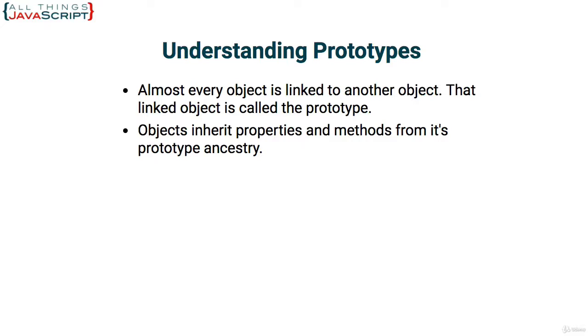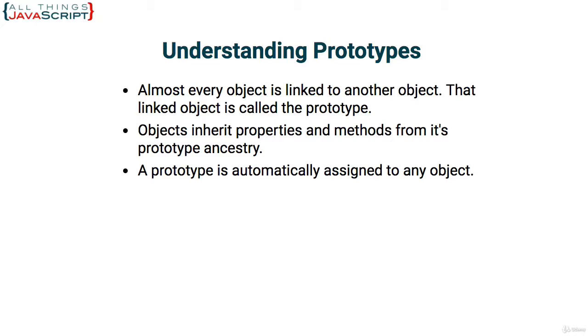And the reason we use the term prototype ancestry is because an object has a prototype, but that prototype object can also have a prototype, and so on, up what we call the prototype chain. So the object can use any properties and methods that are on that prototype chain, that belong to any of the objects that are a part of that prototype chain. So that's why we use prototype ancestry.